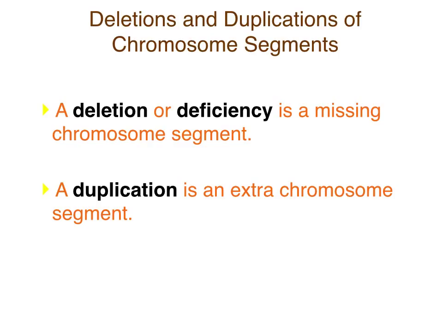Based on what we've learned already, how do you think you would get a deletion of part of a chromosome? Or how do you think you'd get a duplication of part of a chromosome? How could that occur? Is there going to be a little chunk that just gets placed in there?